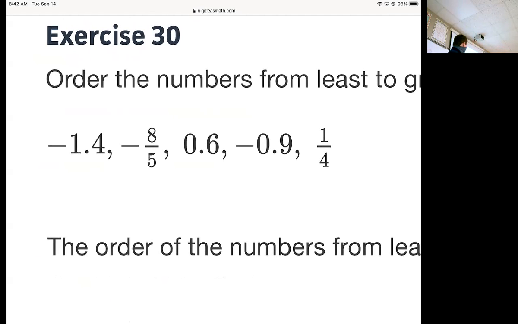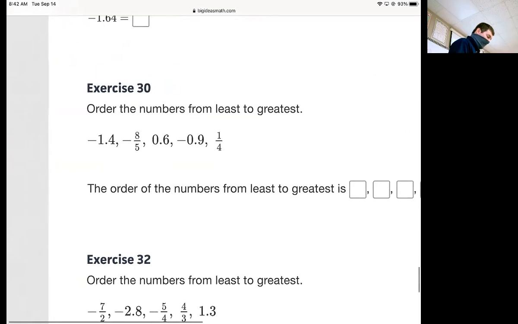0.2, 0.4, 0.6. So if this is negative 1 3/5, then it's negative 1.6 and I haven't done any long division. All right, that's why it's nice to know some of those fractions memorized. And then start with your negatives.